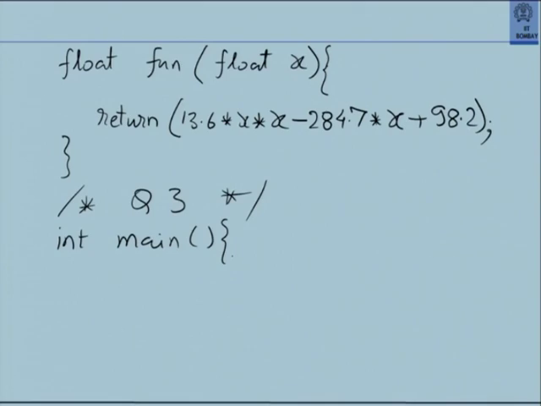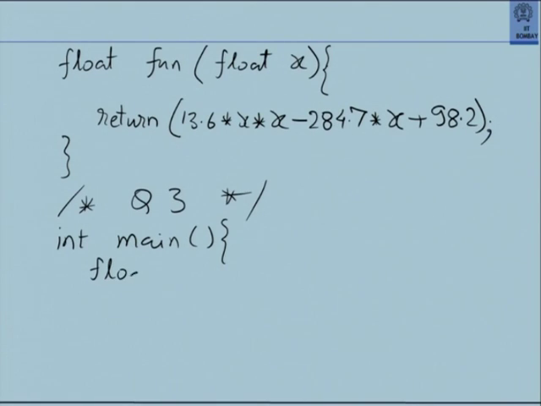now in the main program what am I supposed to do? Question 3 says, write a program which will take values of y and z from the user, calculate the value of v by calling the function written in question 2. So there are two values which are supposed to be read, y and z, and then I have to use that formula to calculate the value of V. Clearly, I require 3 variables. All of them are floating point.